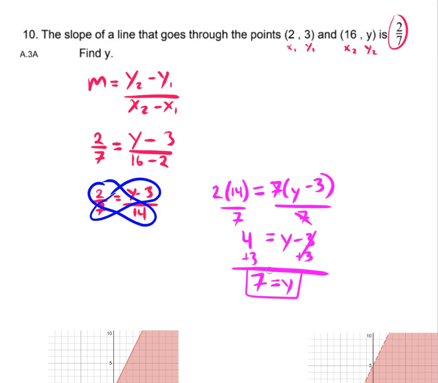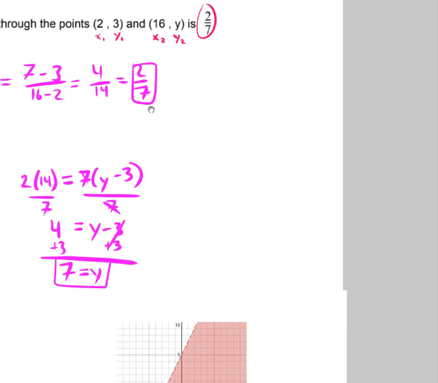And I don't have to guess if I got that right. If I wanted to, I could actually put 7 into the original equation. So I get 7 minus 3, right, over 16 minus 2. Well, 7 minus 3 is 4 over 14, which is equal to 2 sevenths after I simplify. And isn't that what I got here? So yeah, I know I'm right. All right, looking pretty good. Let's go ahead and move on.